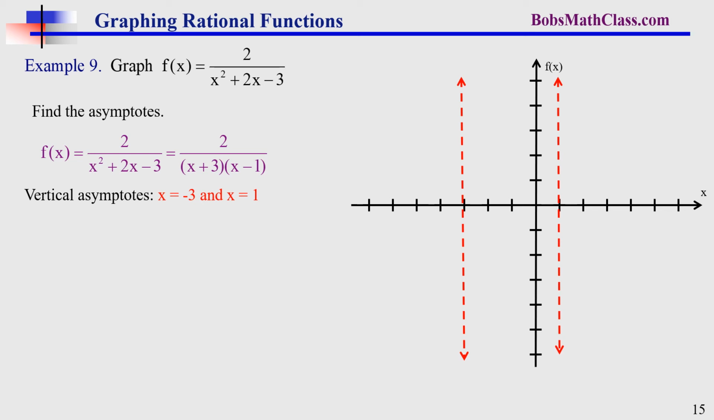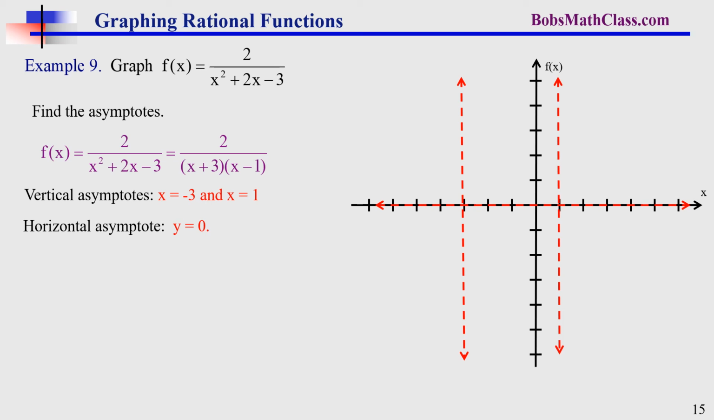How about our horizontal asymptote? The degree of the numerator is less than the degree of the denominator, so it's going to be y equals 0. Now we need to pick points. So we're going to pick points on both sides of our vertical asymptotes. Now in this one, we have 2 vertical asymptotes. So there's kind of like 3 areas to our graph. There's going to be a part of it to the very left, a part of it to the right, and then a part of it in the middle between the 2 vertical asymptotes.